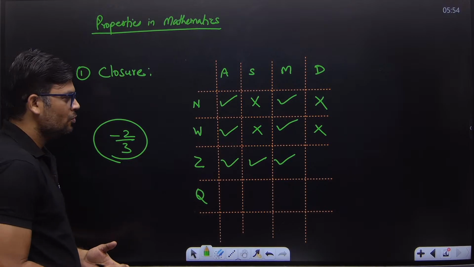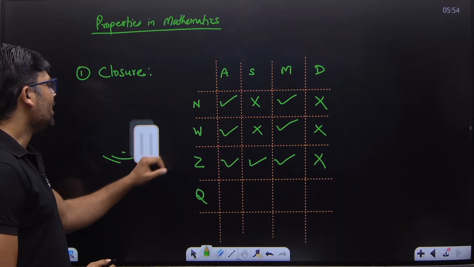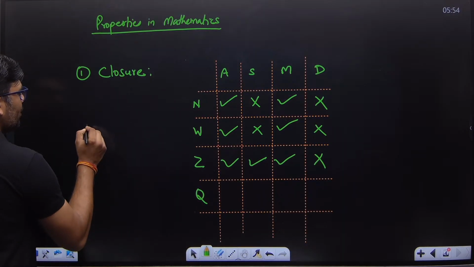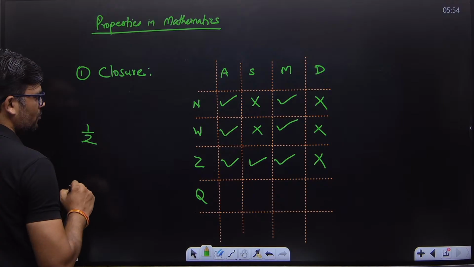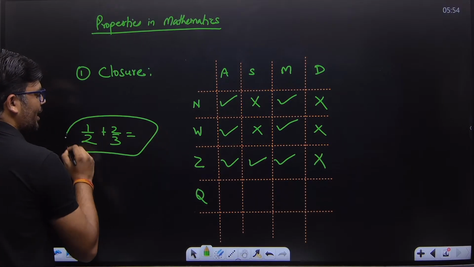No. So it will not be closed under division. What about rational numbers? If I take two rational numbers, let us say 1 by 2 and again 2 by 3. If I add them, will I get a rational number?